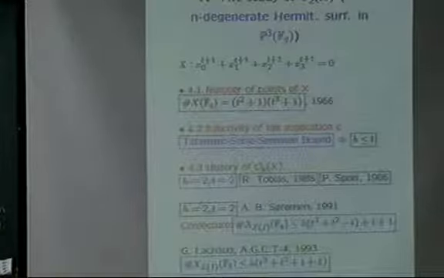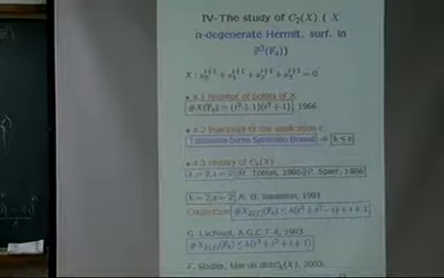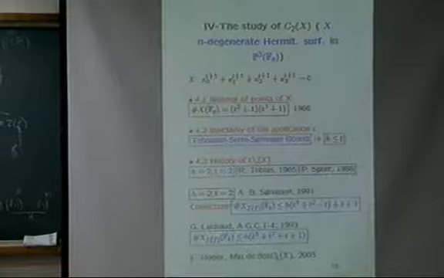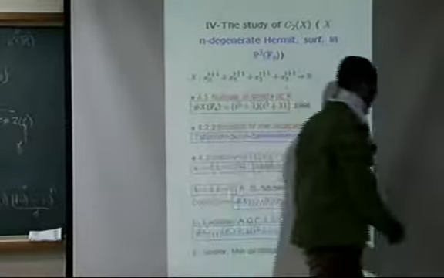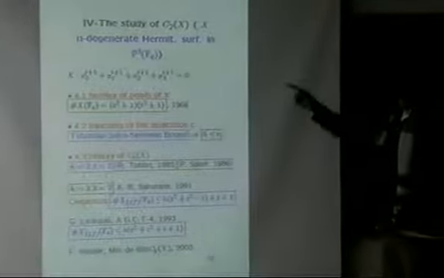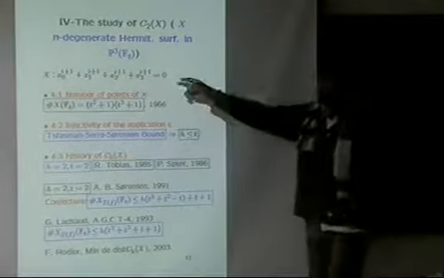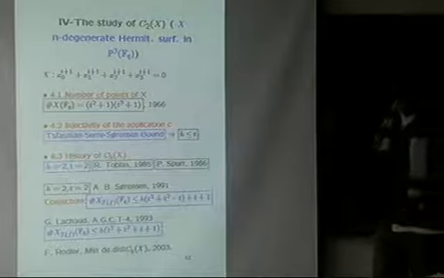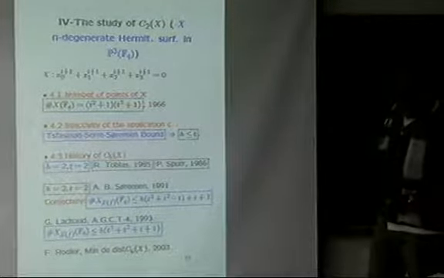Okay, now I come to my topic. I want to study the code C2 over the Hermitian surface. This is the Hermitian surface, and the number of points of this Hermitian surface, it is a surface in P3. Here, I precise that Q equals t square. The number of points has been computed in 1966.